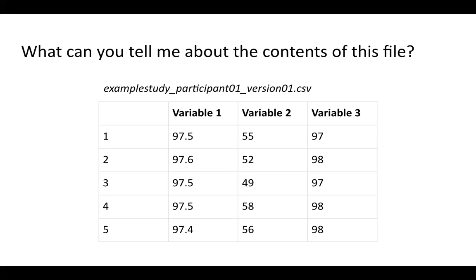Since this is a file for one participant, if we were to compile the data in this file with data collected from other participants, we may come up with another file that would match our naming convention, something like example study underscore combined underscore version 01. Again, with that accompanying documentation. Exactly what information you should include in your file names will really depend on your data, your project, and how you plan to structure your files.